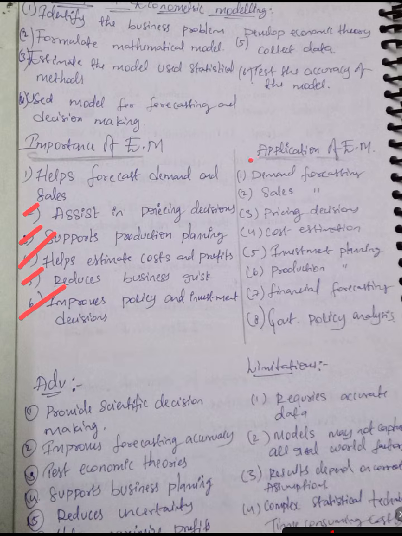Now let's talk about the applications of econometric modeling. First one is demand forecasting, we will apply it here. Sales forecasting, we will apply this concept here. Third one is pricing decision. Fourth one is cost estimation. Fifth one is investment planning. Sixth one is production. Seventh one is financial forecasting. Eighth one is government policy analysis. I have mentioned govt, it is government, right? Full word, government policy analysis.